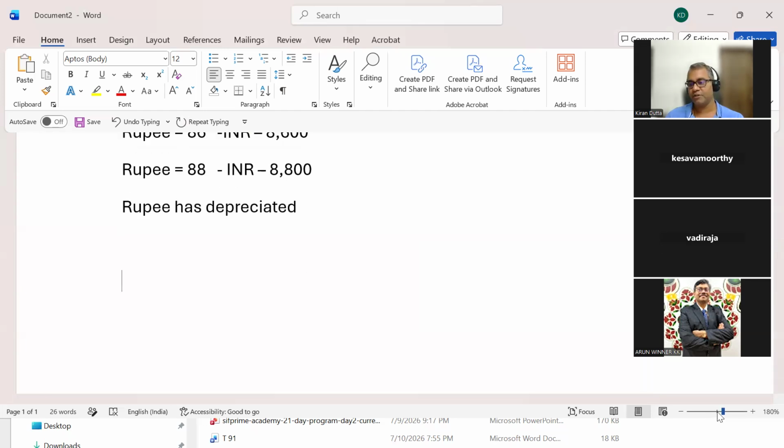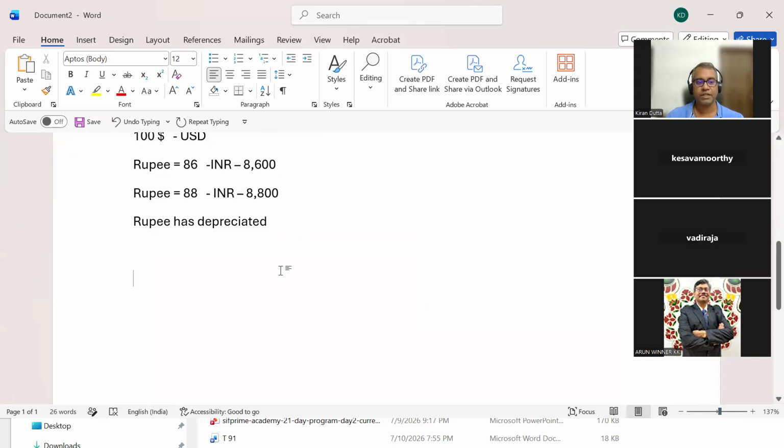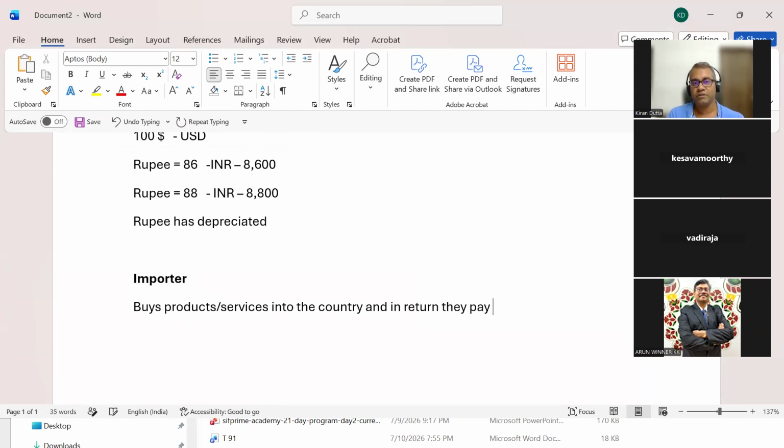From an importer perspective, what happens if the currency appreciates or when the currency depreciates, right? Now, what does an importer do primarily? He buys products or services into the country, and in return they pay. That's what it is, right? They pay for the products or services. We are importing oil and whatever other stuff, right?